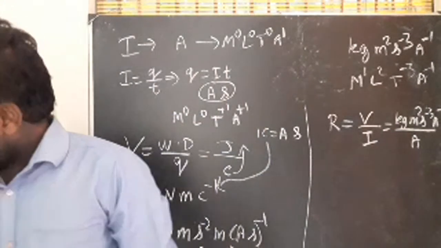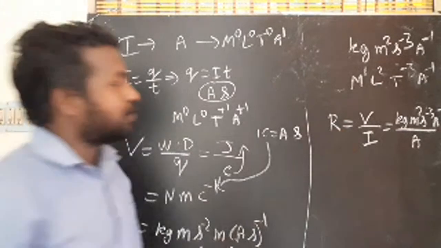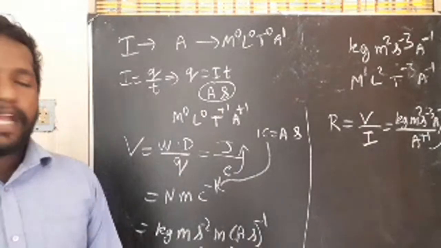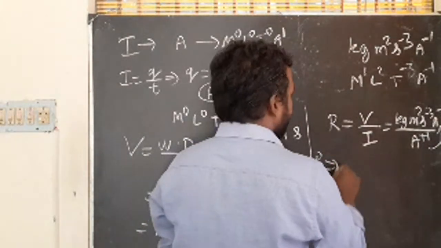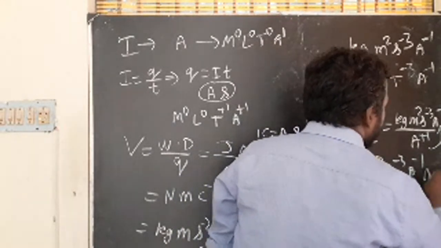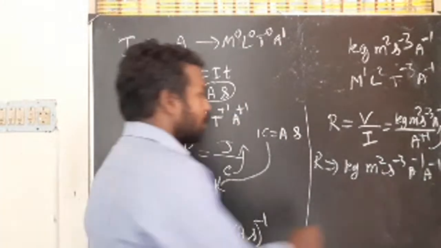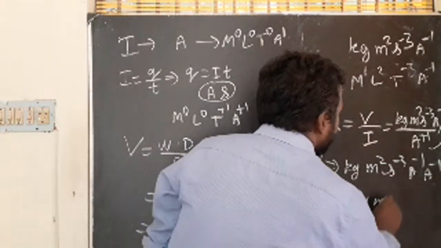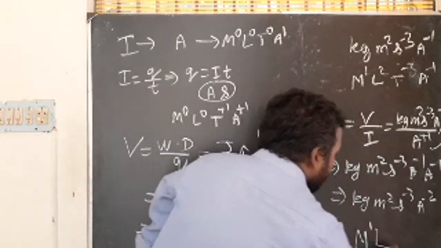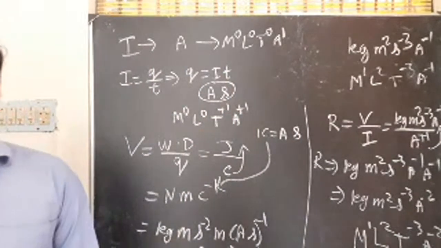From the denominator, if you take current to the numerator, it will become ampere minus 1. Here it is plus 1, and if taken as numerator it becomes minus 1. So the resistance unit is going to be kg meter square second minus 3 ampere minus 1, ampere minus 1, so minus 1 minus 1 becomes minus 2. So the unit we get is kg meter square second minus 3 ampere minus 2. Dimensional formula, M power 1, L power 2, T power minus 3, A power minus 2. I got the resistance dimensional formula.